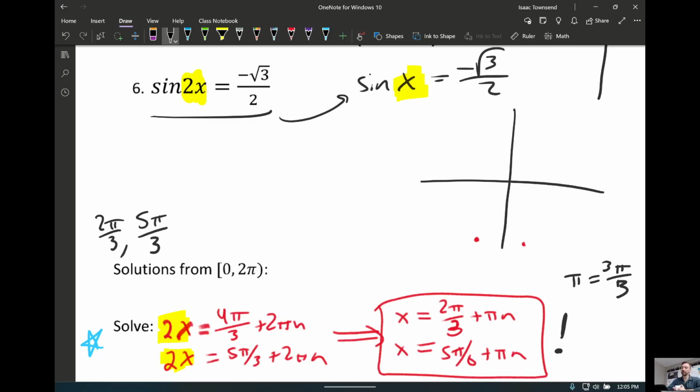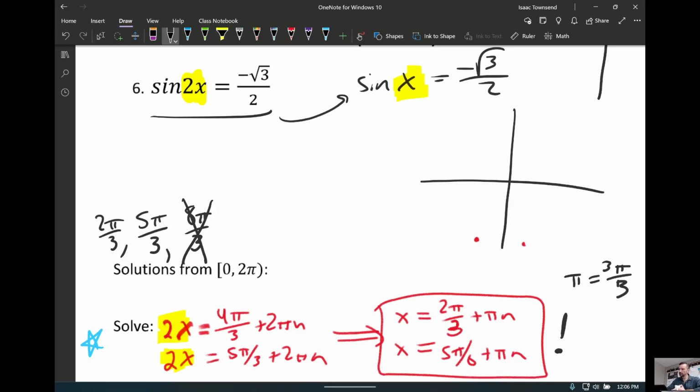Is 5 pi over 3 between 0 and 2 pi? Yes. Then we need to include it as an answer. Add pi again. 5 pi over 3 plus 3 pi over 3 would be 8 pi over 3. Is that between 0 and 2 pi? How do you know it's too big? Because 6 pi over 3 is 2 pi. If the numerator was twice the size of the denominator, it would be 2 pi. So if that one's too big, that's how I know I've exhausted the top formula. You need to do the same thing with the bottom formula, though.